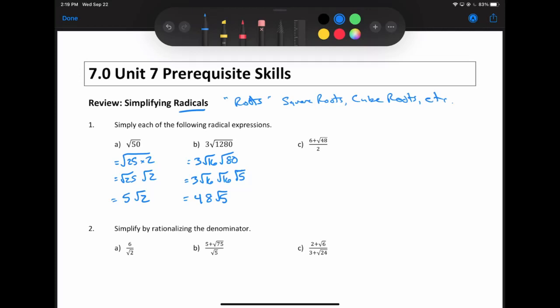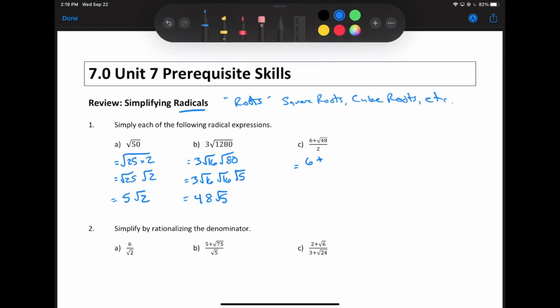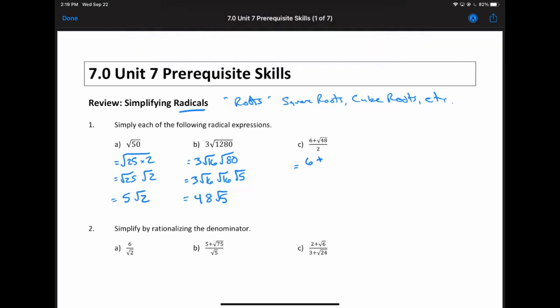Okay, for part C, we're getting into the kinds of things we're going to be seeing more of in this unit. So I'm going to point out that the 6 doesn't do anything right now. Neither does the 2 on the bottom. Oops. I'm so used to using the quadratic formula. I put plus or minus there for no reason. 6 plus the root of 48. Well, the 48 is equal to 4 times 12, which is equal to 4 times 3. So that's 16 times 3. I can pull out a root 16 again.